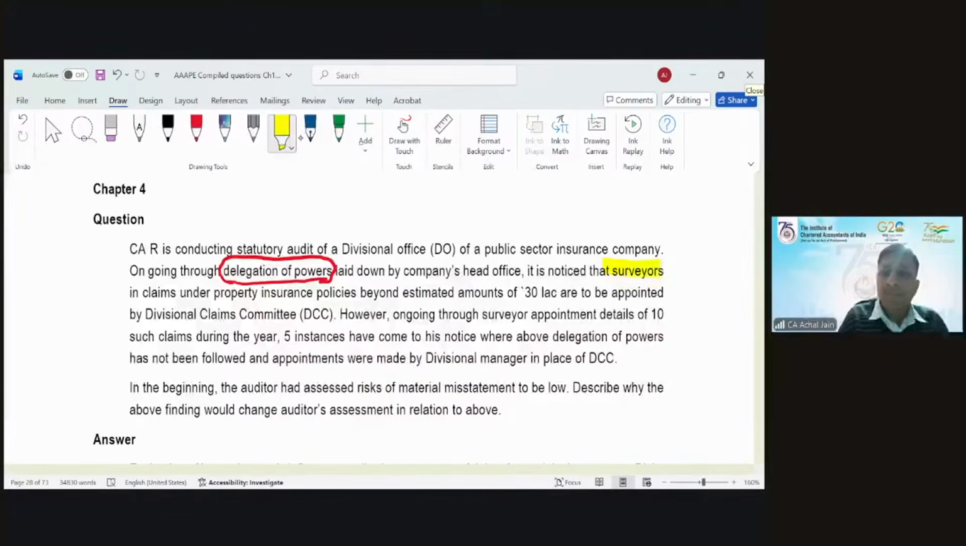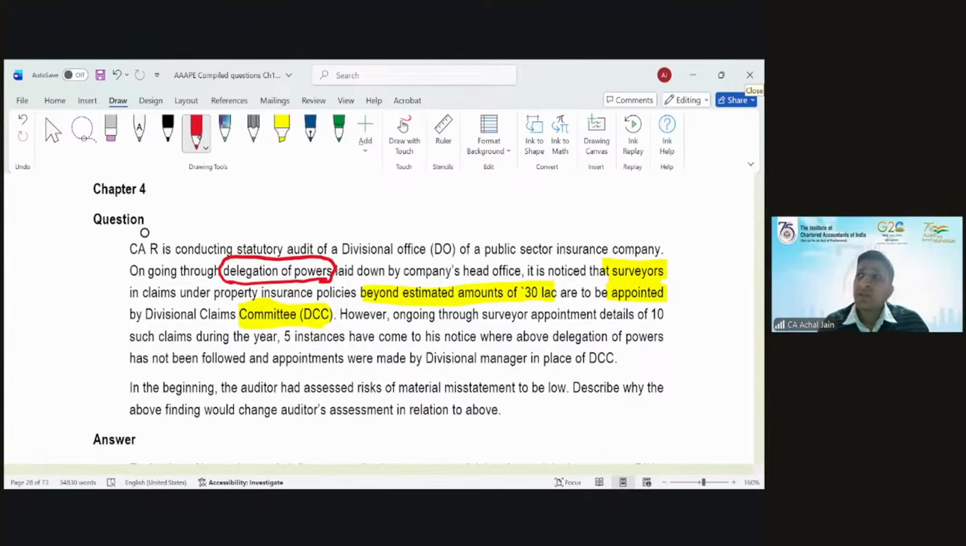Okay, so the surveyors require appointment through this committee, DCC, if the amount is beyond 30 lakhs. However, when the details of their appointment were checked, of 10 such claims during the year, 5 instances have come to the notice of the auditor where the above delegation of powers has not been followed, and the appointments were made by the divisional manager in place of this committee.